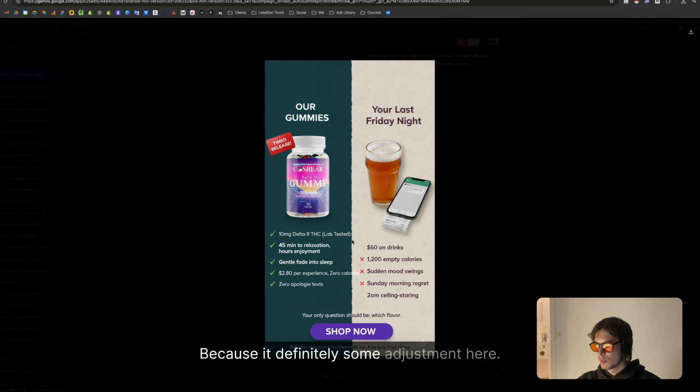Because it definitely needs some adjustment here, like the text is a bit off. But you can adjust it with ChatGPT if you want, if Gemini is not doing the job, or you can just prompt it further and say, fix the text. Let's see if it actually does that. But we have an ad. We made our ad, and this ad is based actually on deep marketing research that we have made.